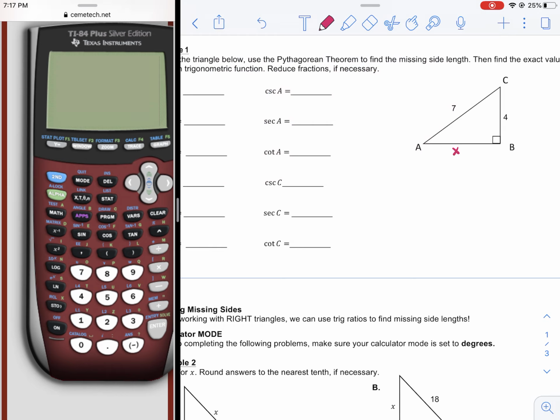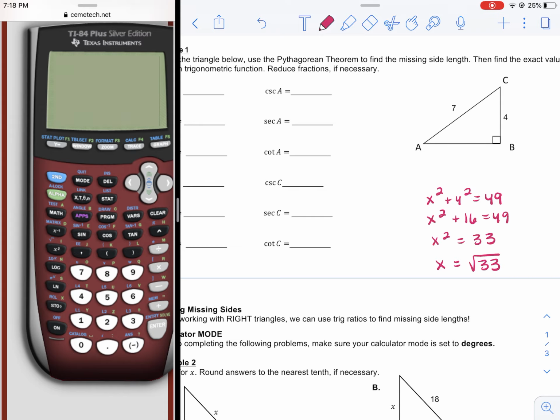I'm going to call this side x, and I'm going to say x squared plus 4 squared equals 7 squared, which is 49. So x squared plus 16 equals 49. If I subtract 16, I get x squared is 33. Then if I take the square root of both sides, x is the square root of 33.